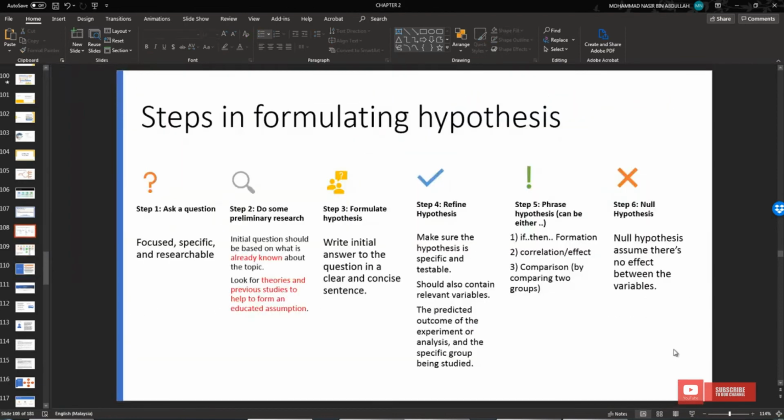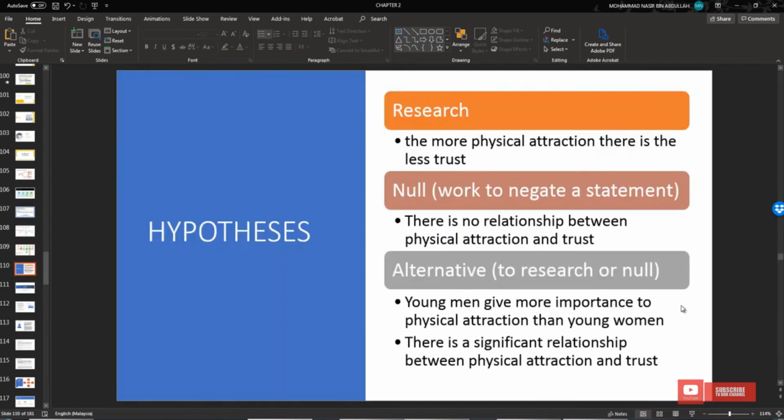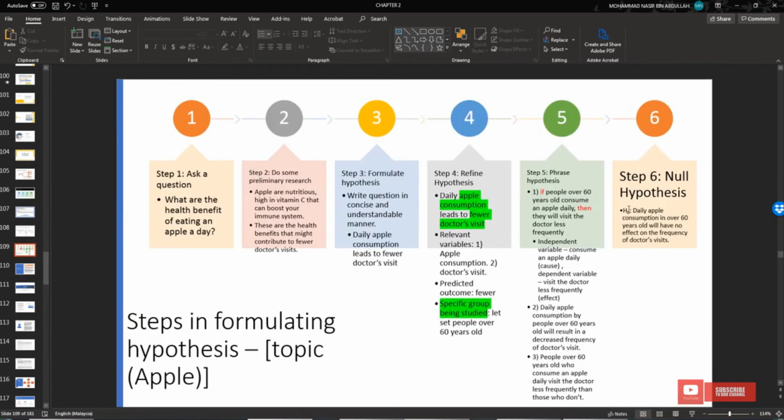And the last step is we need to create a null hypothesis. The null hypothesis assumes there is no effect between variables. So our null hypothesis will be: daily apple consumption in people over 60 years old will have no effect on the frequency of doctor visits. So this is how we formulate a hypothesis, right?